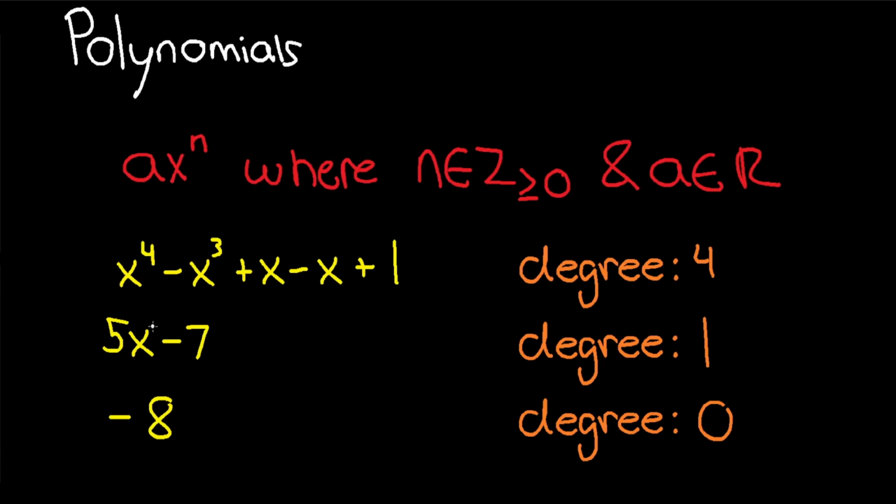5x to the power of 1 is just 5x. Now let's iron on the last example. With -8 as a constant term, that is to say it appears by itself, we need to remember that polynomials come in this form, and so -8 can still qualify as a polynomial, since we can rewrite it as -8 times x to the power of 0. And we should know that every non-zero term to the power of 0 is 1. So this is the same as saying -8 times 1, which is just -8. And so it's still a polynomial.